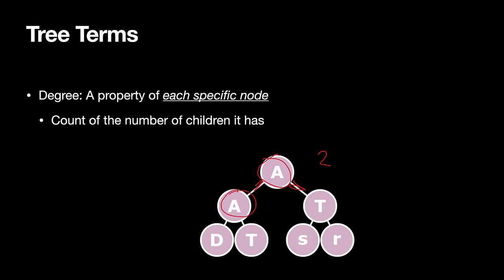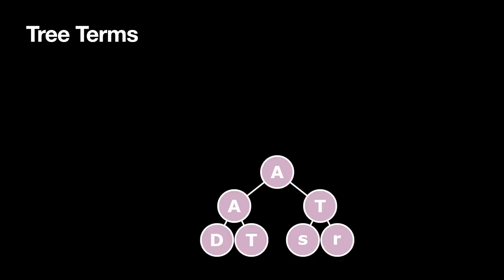We've got another node that also contains A. Its degree is also 2. We've got a node that contains a t on the right side, and its degree is also 2. And then we've got all these ones at the bottom, and none of them have children, so we would say that they all have a degree of 0. So again, that's a property of an individual node, the degree.